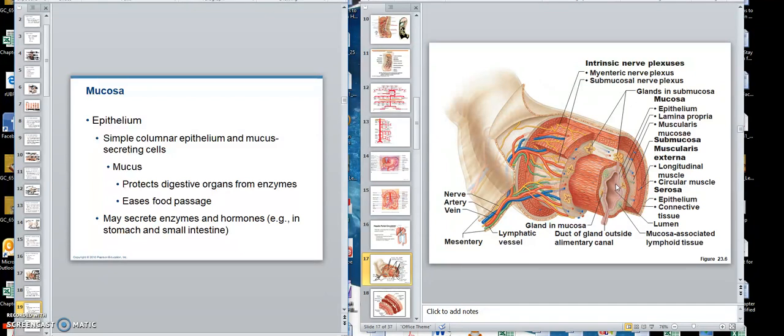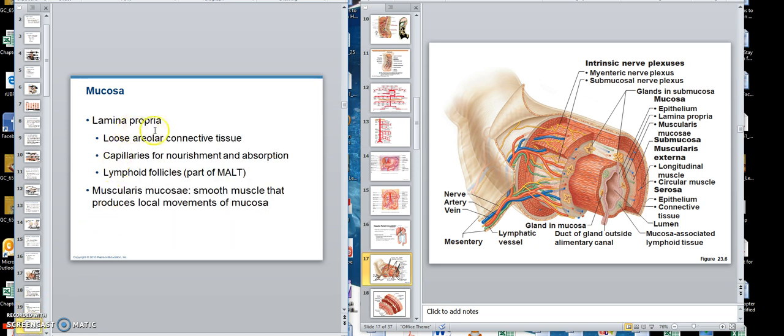And stress can mess with that. That's how you can get ulcers. Stress can decrease that mucus. Stress causes the sympathetic nervous system to kick in. Remember, the sympathetic nervous system messes with the gut, slowing it down and everything, because it's a fight or flight deal. Cells may secrete enzymes and hormones. When we get to the small intestine and some other areas in the stomach, you'll see that some hormones can be secreted by some of these mucosal cells.